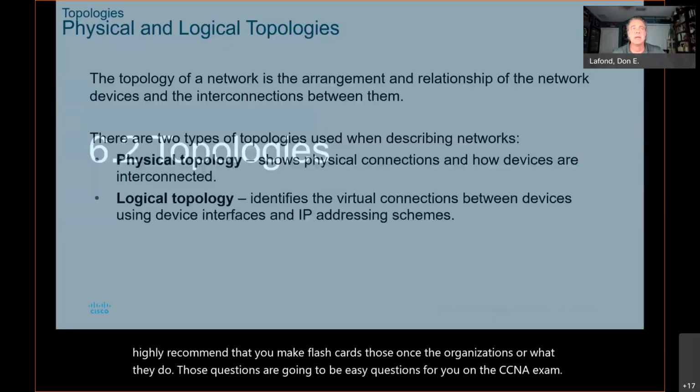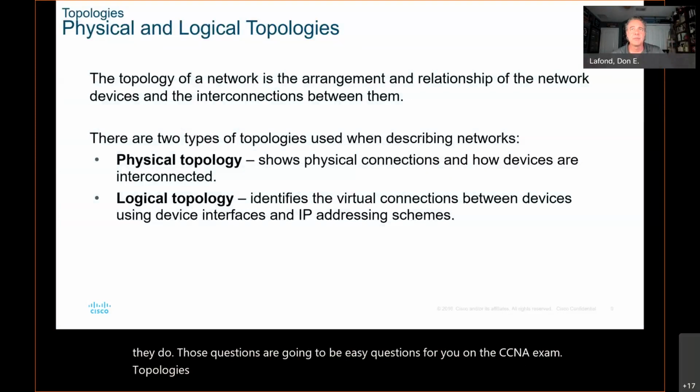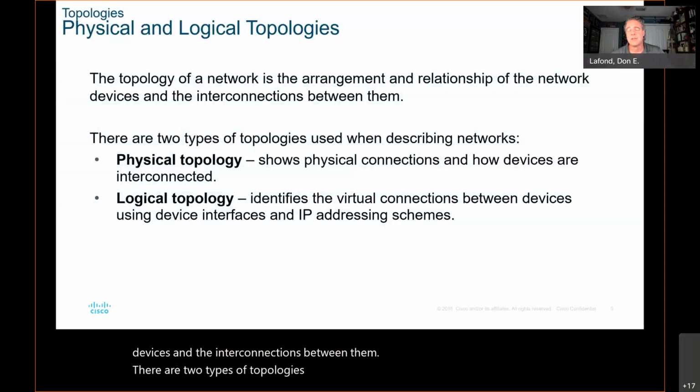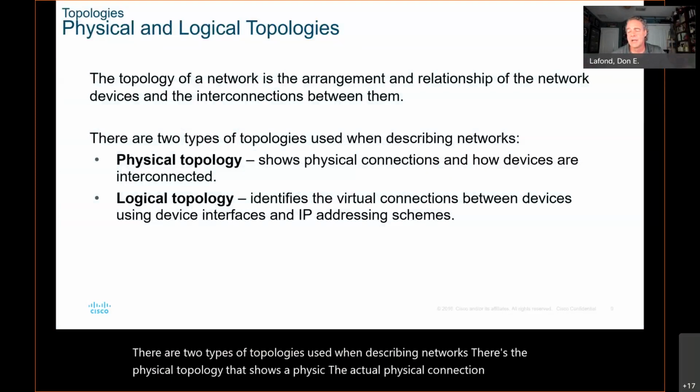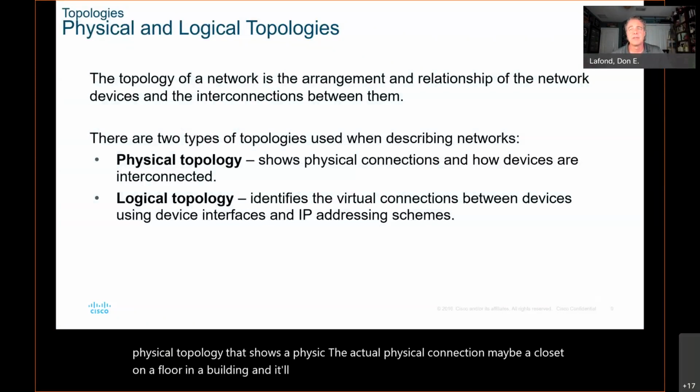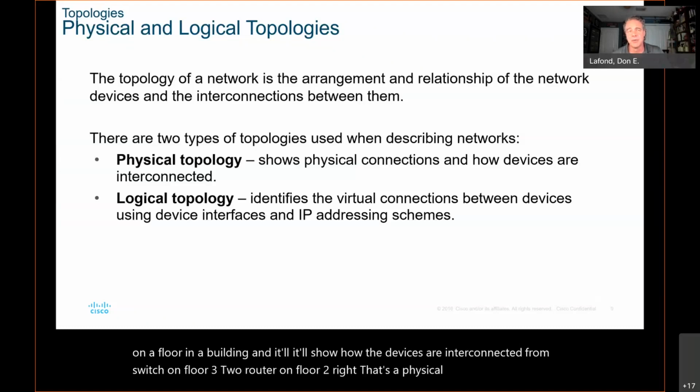Topologies. The topology of a network is the arrangements and relationship of the network devices and the interconnections between them. There are 2 types of topologies used when describing networks. There's the physical topology that shows the actual physical connection, maybe a closet on a floor in a building, and it'll show how the devices are interconnected, from switch on floor 3 to router on floor 2, right? That's the physical. It actually shows location, if you will.